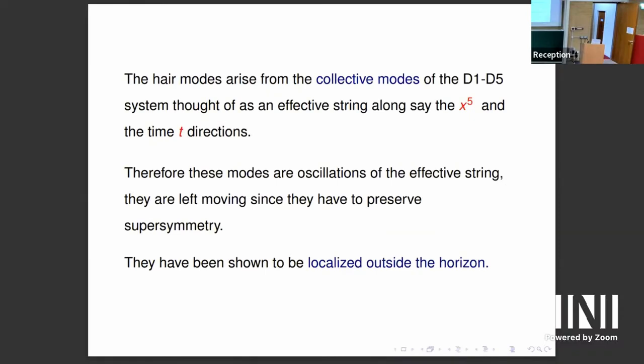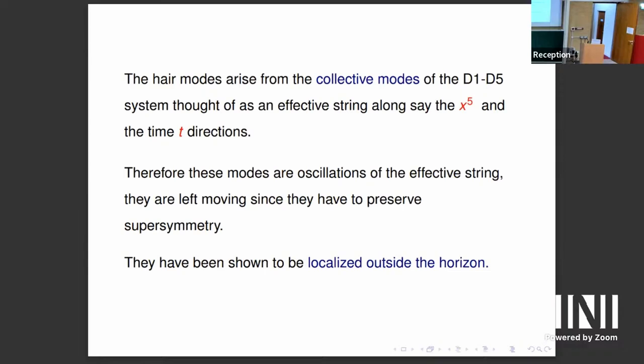And the hair modes arise because of certain collective motions of the D1-D5 system along the X5 and T directions. They're oscillations. So you have to think of it as a string, and they're just oscillating around it, the full oscillations. And they're not the excitations in K3, actually. So there are excitations in the transverse directions. And these modes have been constructed by those authors, and you can actually see where the modes are localized. From the explicit form of the function, one can show that they are localized outside the horizon.